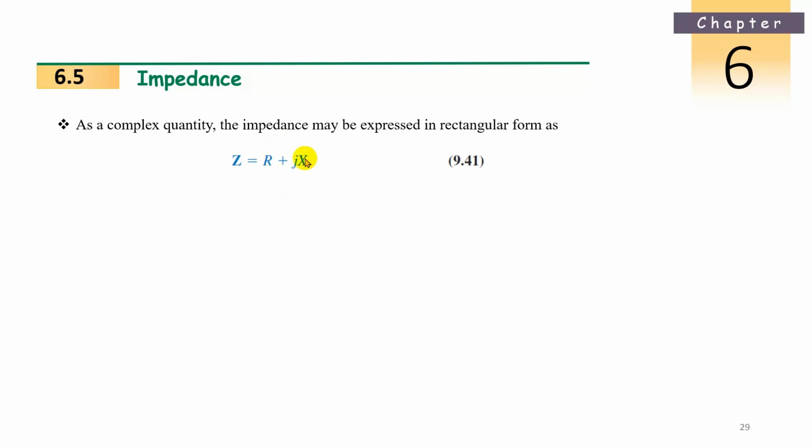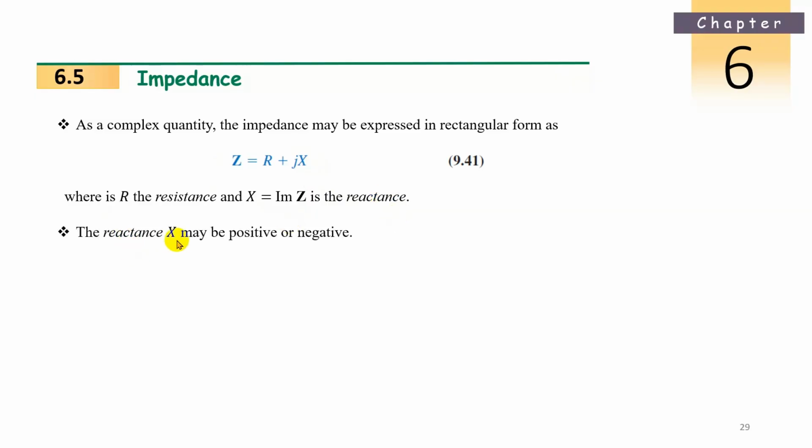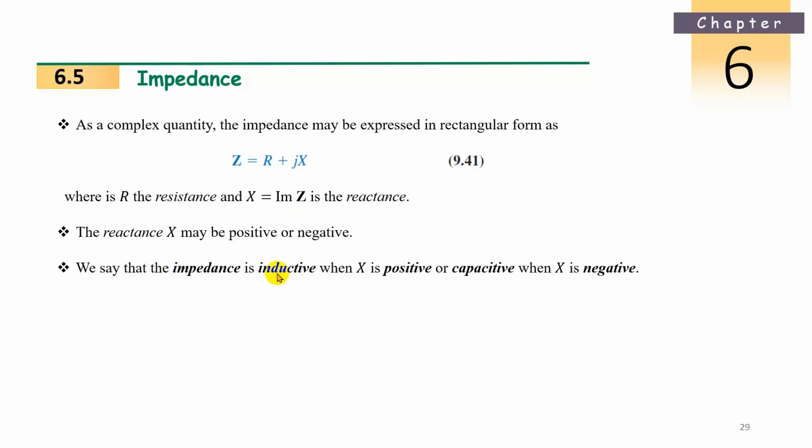R is the resistance and X is the imaginary part of Z, which includes capacitance and inductance both. It is known as reactance. The reactance X may be positive or negative. We say that the impedance is inductive when it has inductance, and then X is positive. If X is positive, the circuit is an inductive circuit, dominant in inductance, or a capacitive circuit if it is negative.